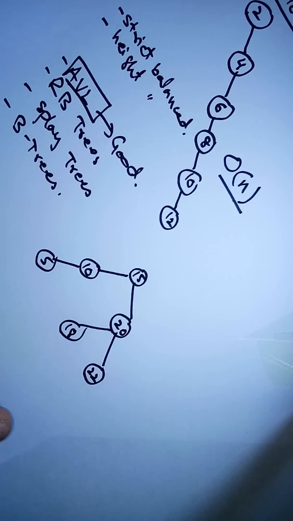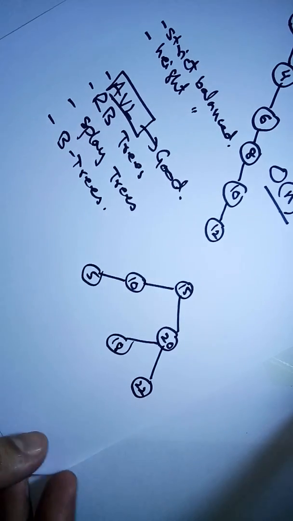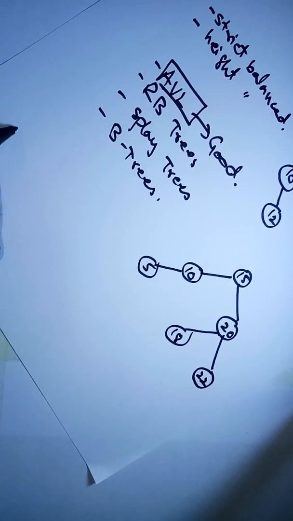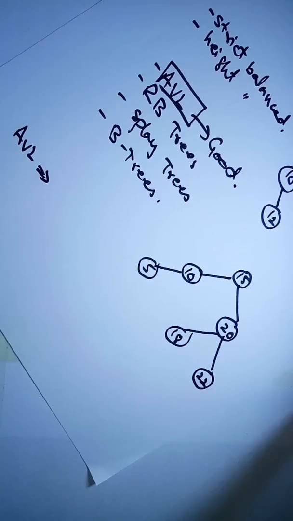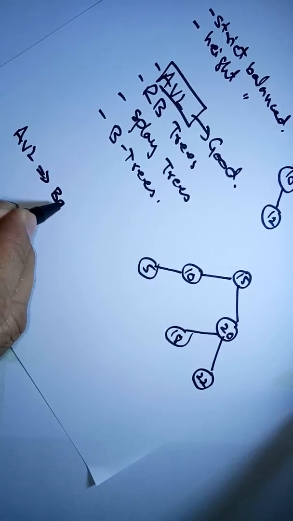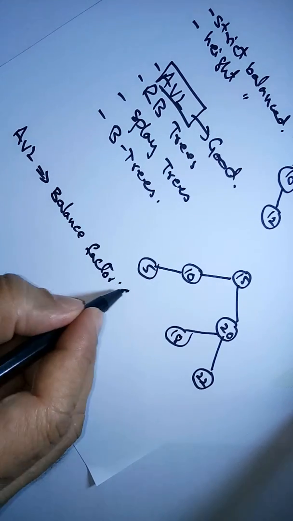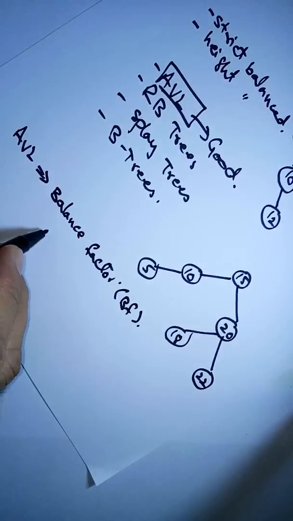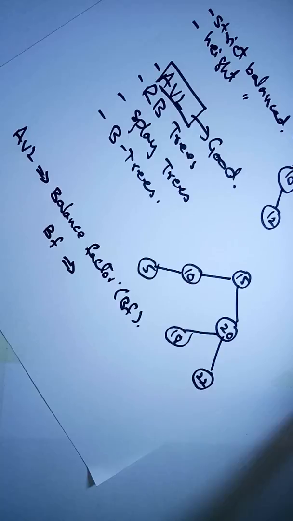So what's the definition of the AVL tree? In order to check whether a tree is an AVL tree or not, what should we do? We need to check the balance factor. What is a balance factor? Let me call it in short BF. What is this balance factor BF? You can compute the balance factor of every node.